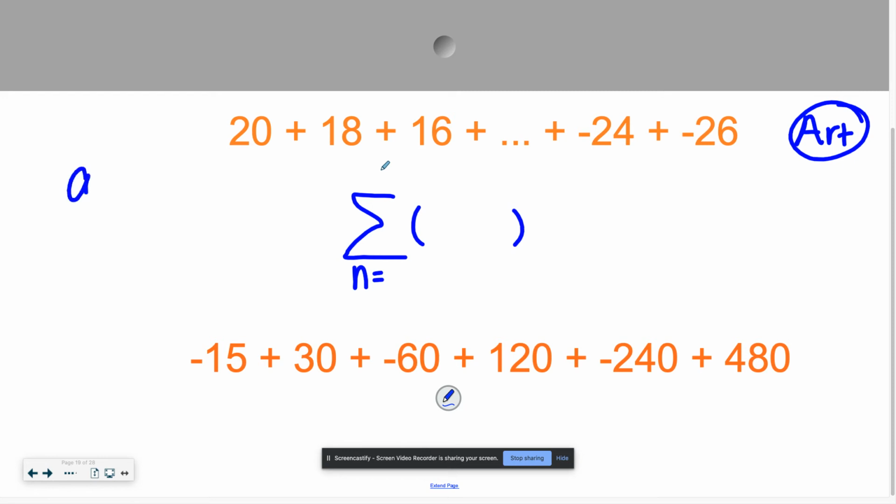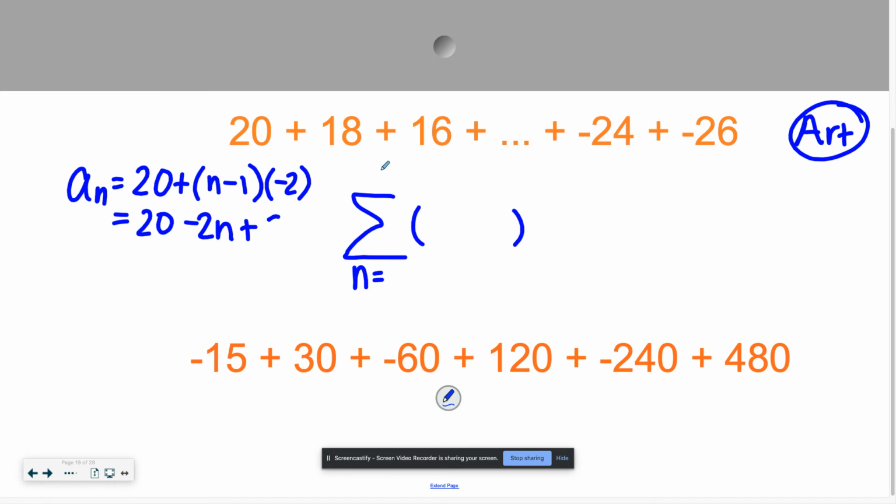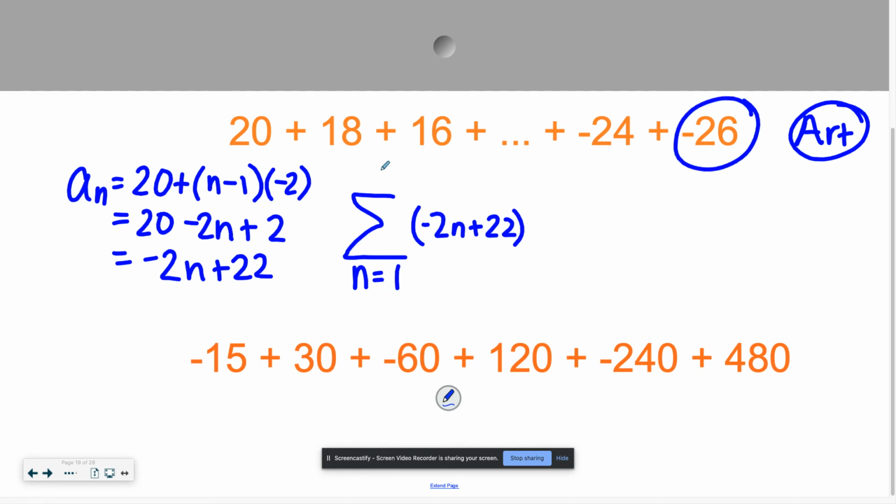So if I know a sub n is equal to my first term, that's n minus 1, and my common difference was that negative 2. So all of this comes back to play. That is going to be our formula. Okay, so this is our first term. We need to figure out what term number 26 is. So then easily I can take that 26, negative 26, and plug it in here.